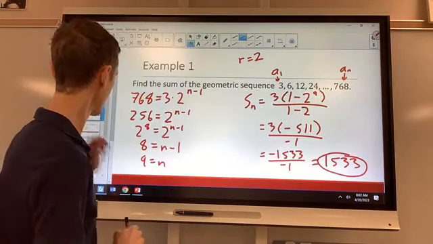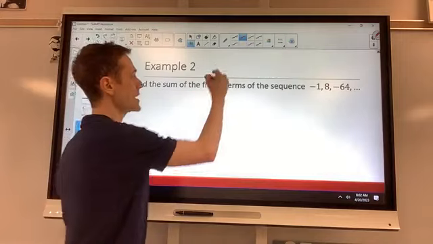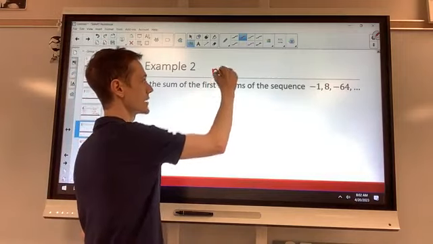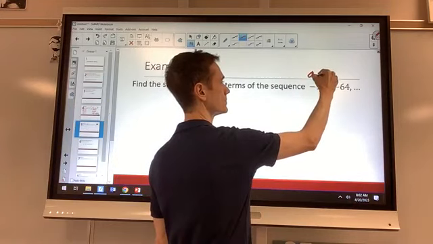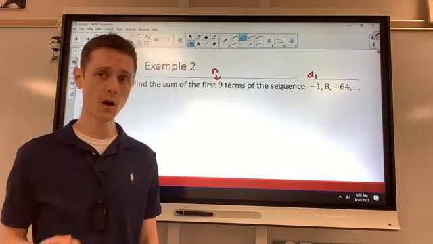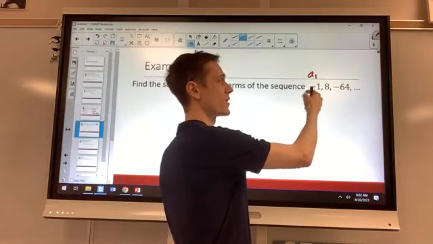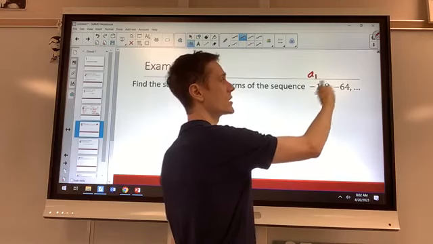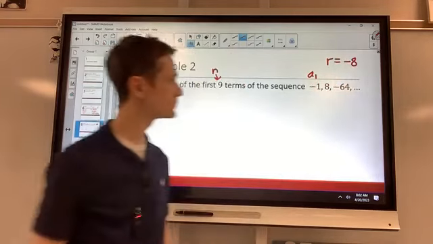Let's look at a second example. So this example is a little bit different. This time, they've given me the n value. So now I know n is 9. So I have 9 numbers in total. They've given me a sub 1. So I know a sub 1 is negative 1. And I need to be able to figure out what r is. What are they multiplying by to go from term to term? So you can pick a number and divide by the number in front of it. It doesn't matter which one you pick. Divide by the number in front. You should see that r is equal to negative 8 in this case.